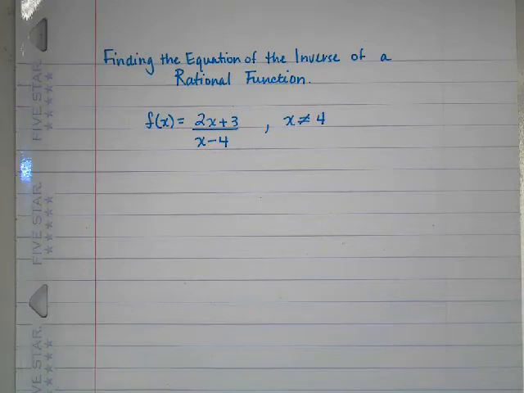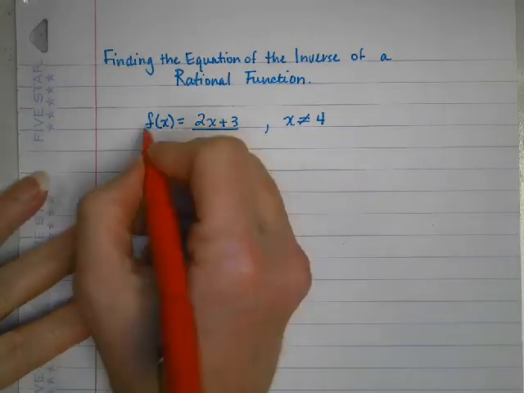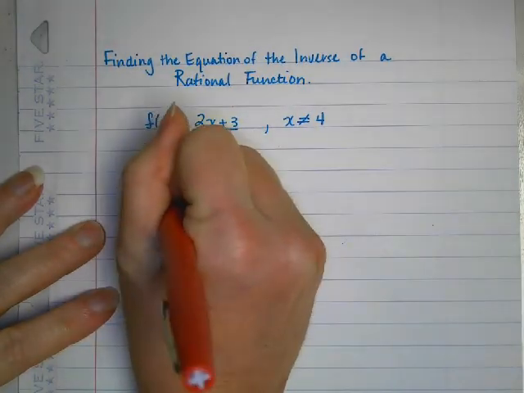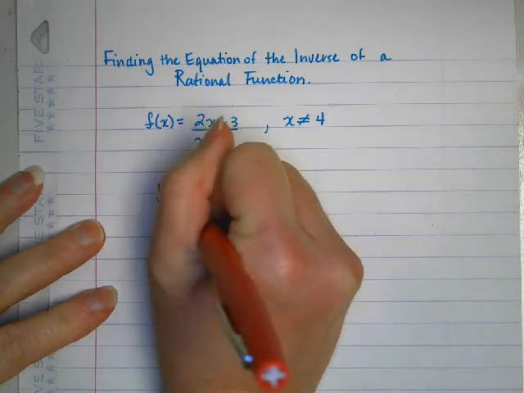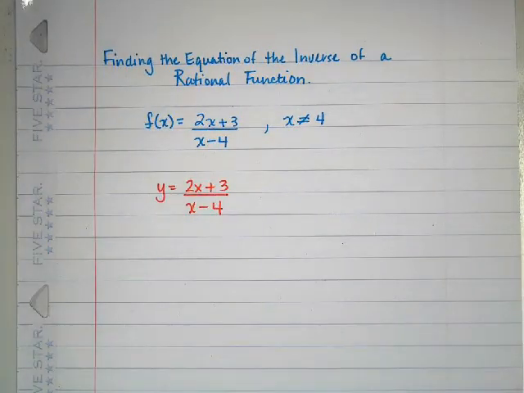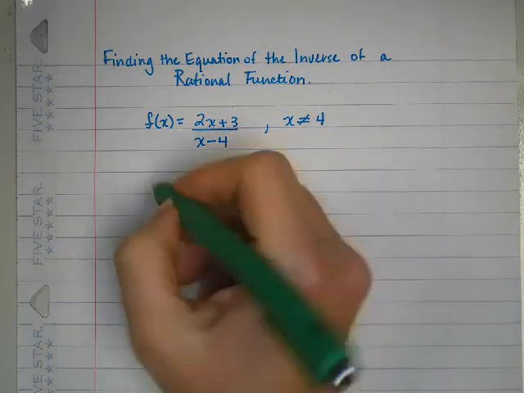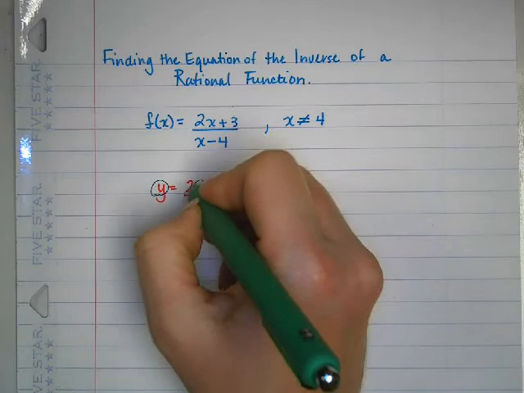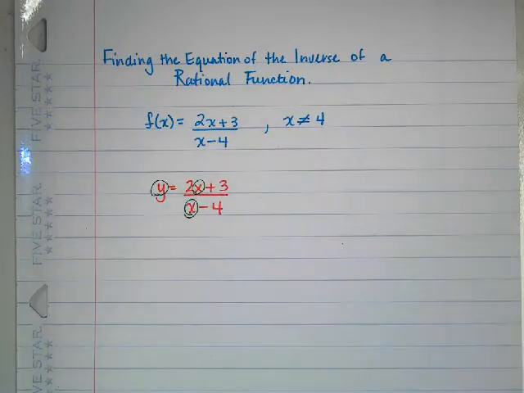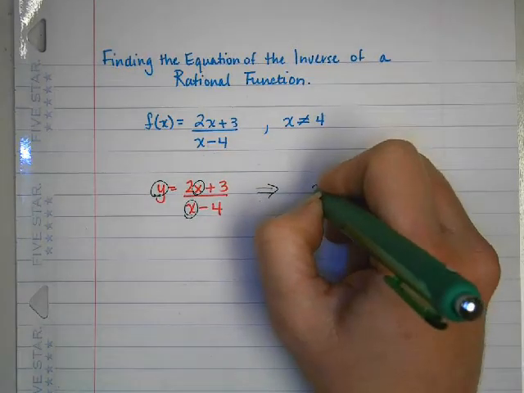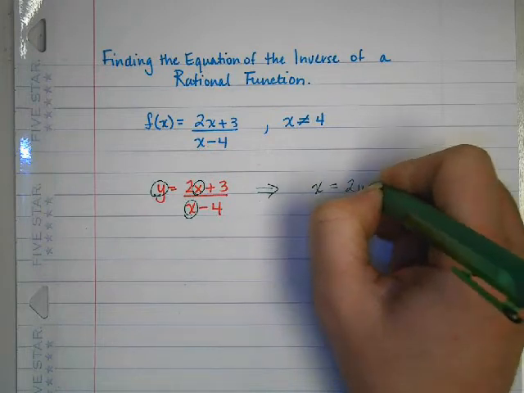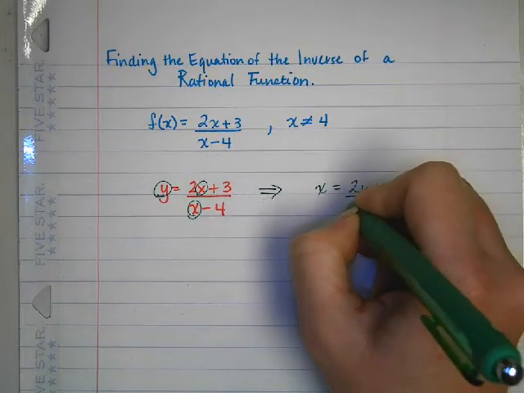All right, so we're going to follow the same steps that we were following a minute ago. So I'm going to replace f of x with y, first of all. So I've got y equals 2x plus 3 over x minus 4. Now, my steps say I'm going to take x and y and swap their places. Now, this one's a little bit different because I have two x's. That's okay. You're going to replace both of those x's with y. So that's going to give me x equals 2y plus 3 over y minus 4.